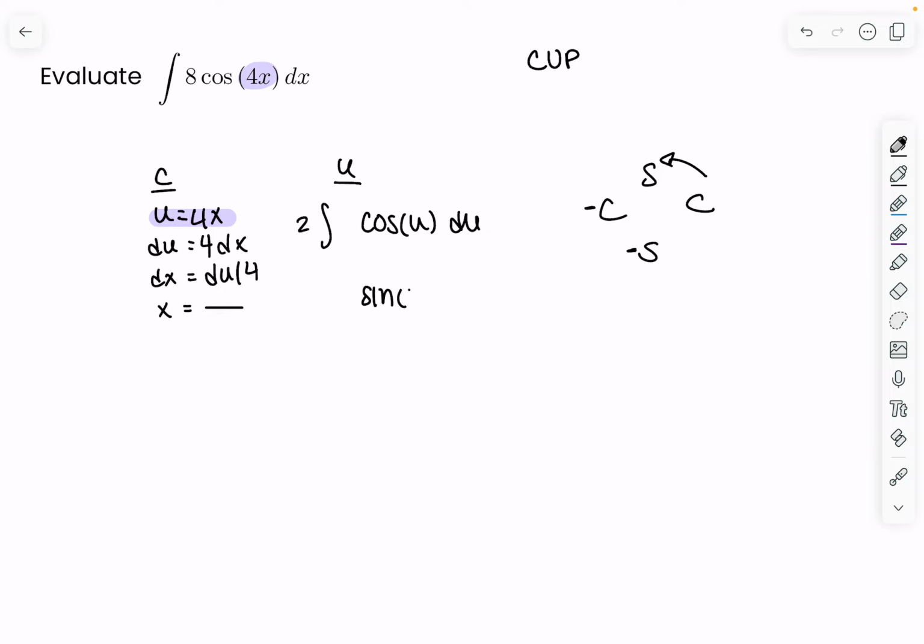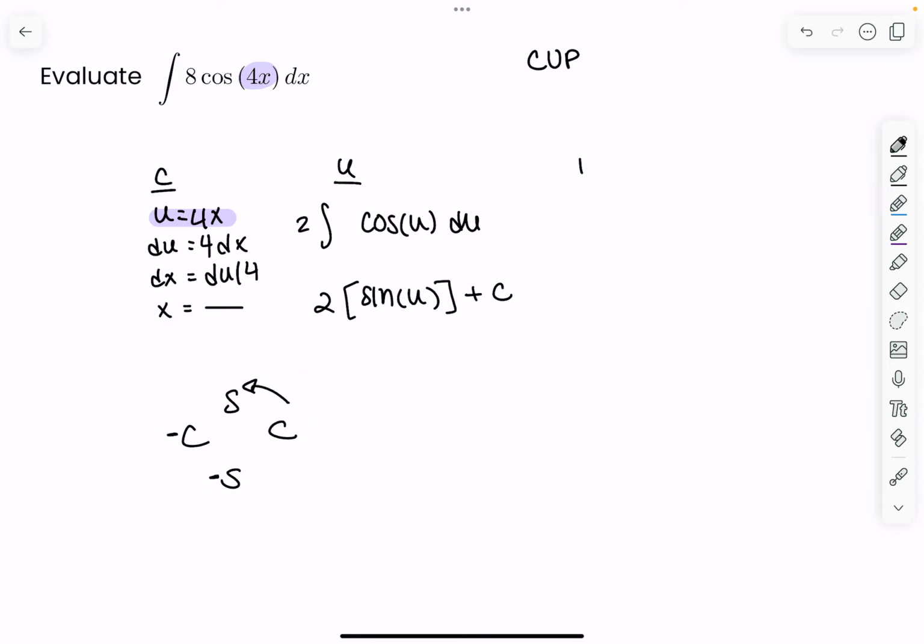So sine of u, and then we're multiplying everything by 2, adding a plus c because it's an indefinite integral. And then the p stands for plug u back in, because this is your answer, but it's in terms of u. You want it to be in terms of your original variable. In this case, it's x. So it's 2 sine, and then plug your u back in. It's always going to be this, 4x plus c, and that is your answer to this integration problem.